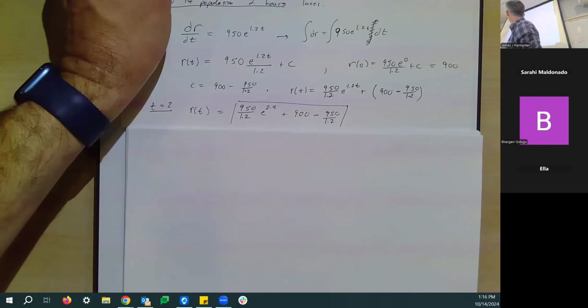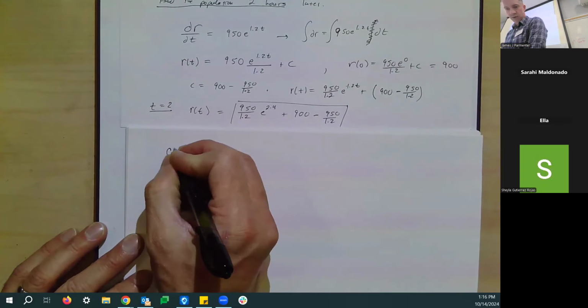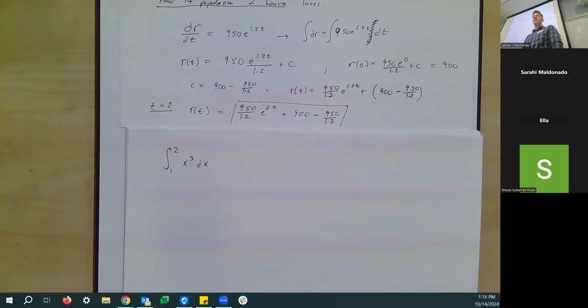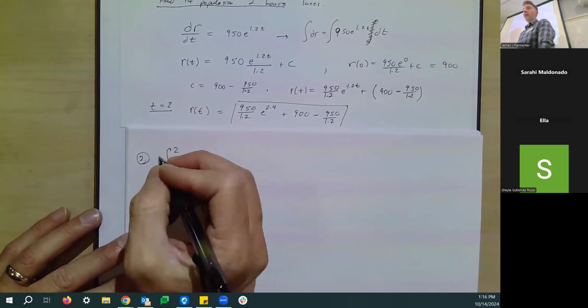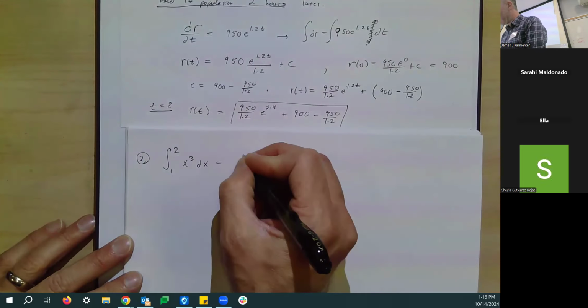So we've got the integral from 1 to 2 of x cubed dx, and we're asked to use the limit definition of the integral. So when I'm doing this, I'm going to just identify the pieces first. I guess I can number things here. And then write out the limit definition. Actually, backwards. Write the limit definition first.